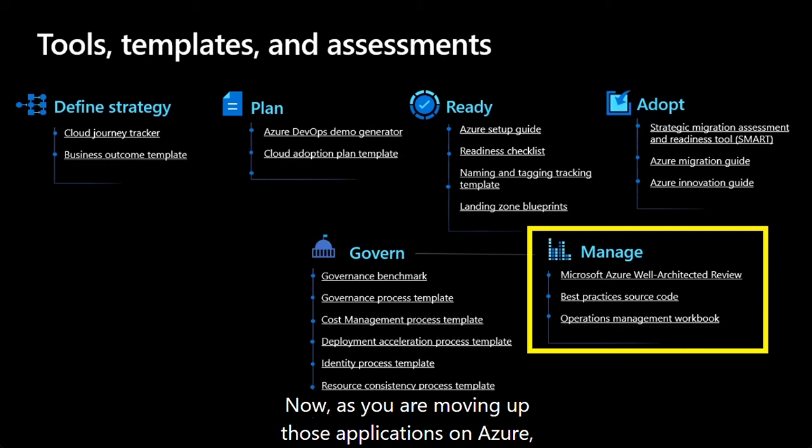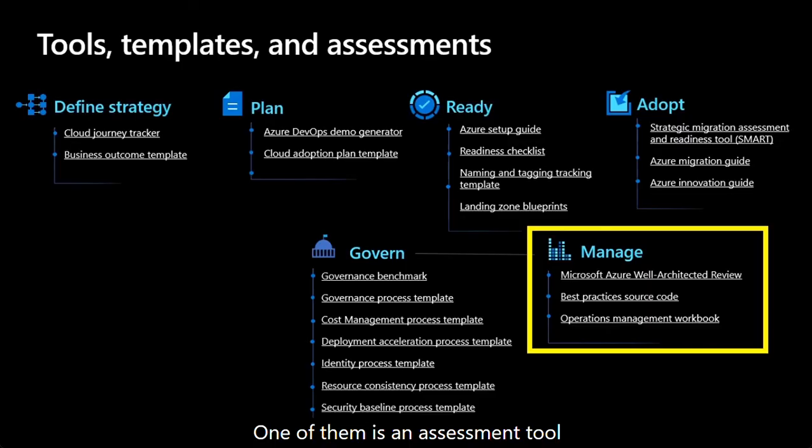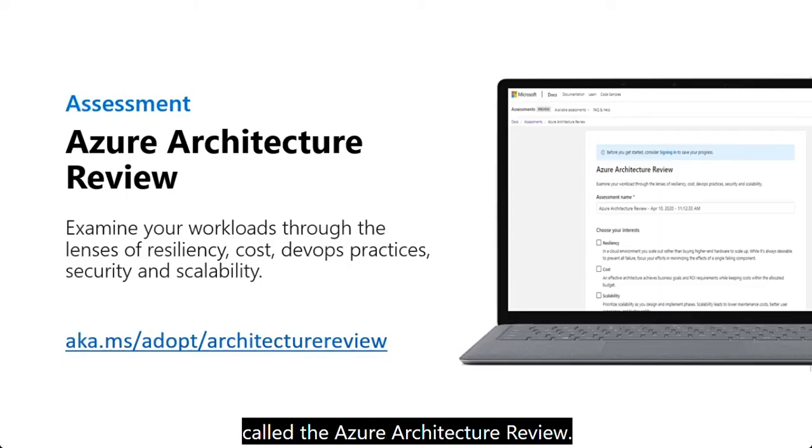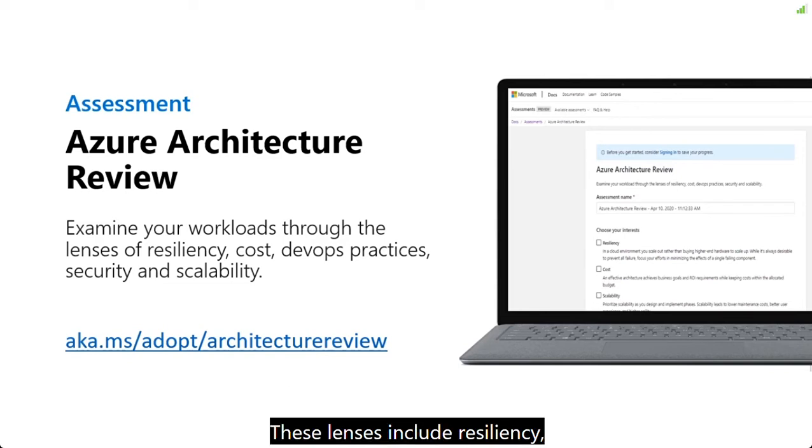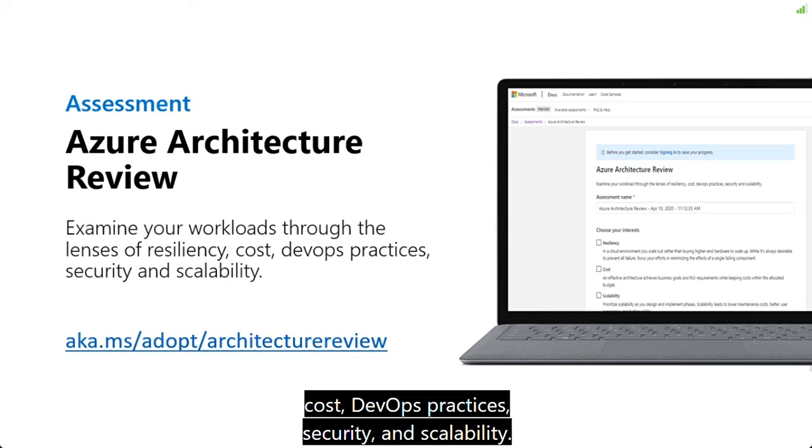As you are moving up those applications on Azure, you have to start thinking about how to make sure that your Azure environment is well managed. We have a number of tools that can help you do that. One of them is an assessment tool called the Azure Architecture Review. It examines your workloads through several lenses. These lenses include resiliency, cost, DevOps practices, security, and scalability.